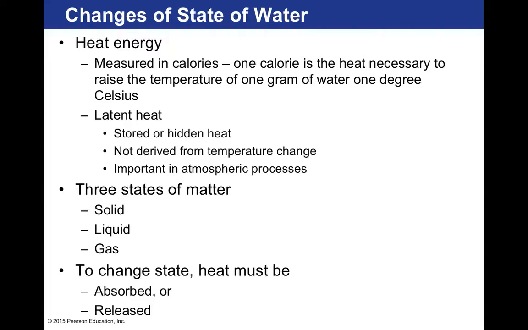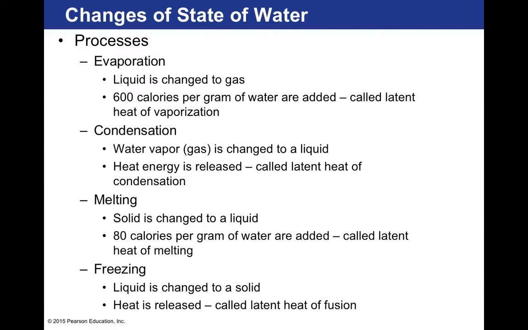Okay, so we also have latent heat, which is just stored or hidden heat, and this is not derived from a temperature change, but it's important in atmospheric processes. So we have three states of matter: solid, liquid, and gas. And to change state, heat must either be absorbed or released. So we have different processes to change from one state to another. We have evaporation, that's liquid to a gas; condensation, water vapor, so a gas to a liquid; melting, solid to a liquid; and then freezing, liquid back to a solid.